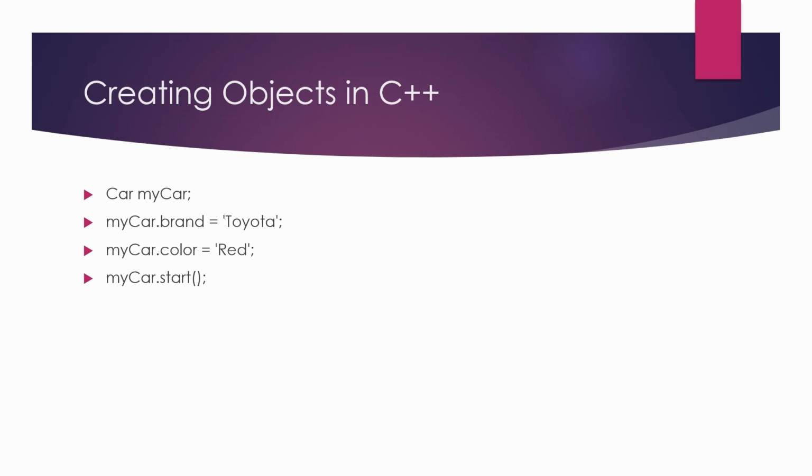Once we have our class, creating objects is simple. You just declare an object by using the class name followed by the object name. For example, Car myCar creates an object of the Car class. After that, you can access the attributes and methods of the object, like myCar.start to make the car start.